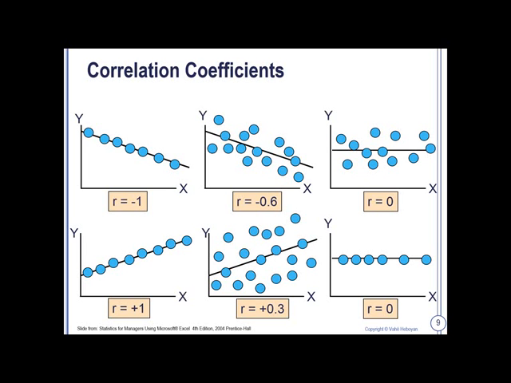On the left-hand side, top and bottom, we have the perfect correlations where the coefficient is equal to either negative or positive one. And as you can see, they are very much lined up on the same line. On the far right, we have a correlation coefficient of 0, indicating that a change in one variable doesn't cause a change in the other variable.